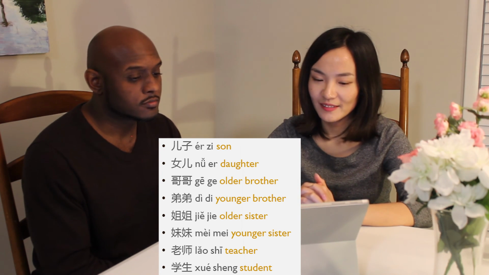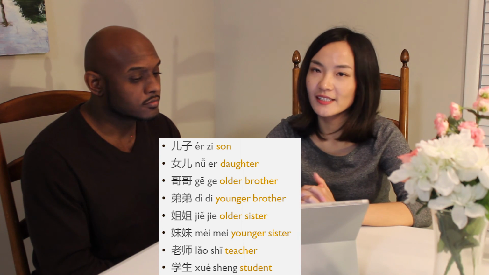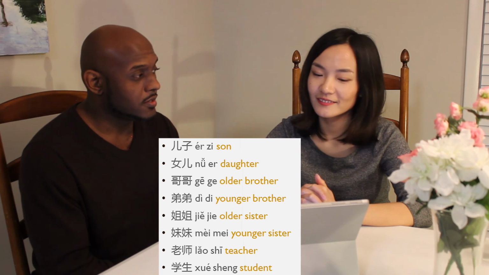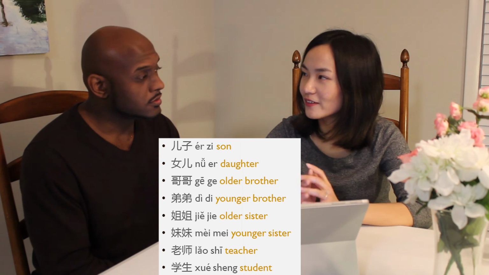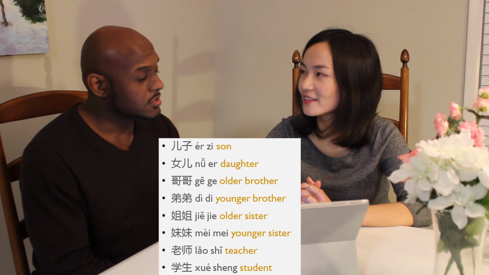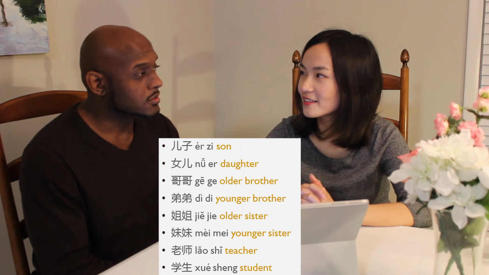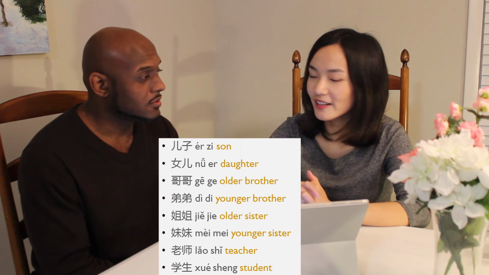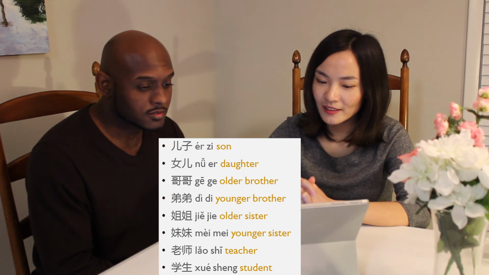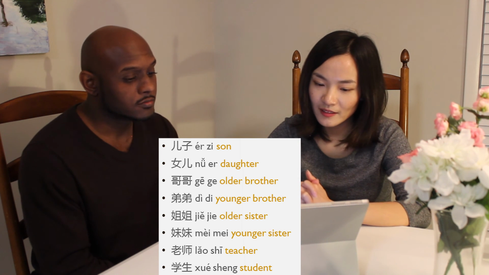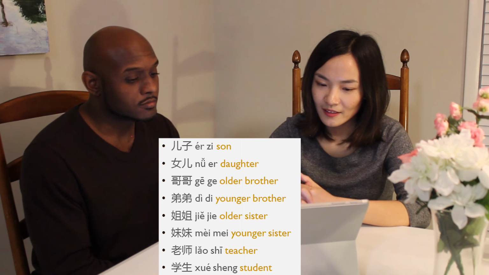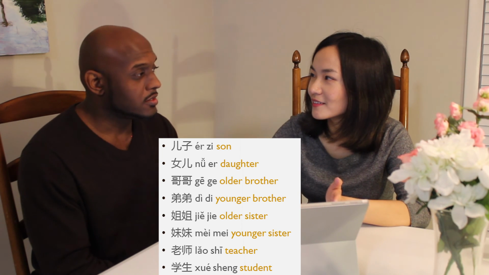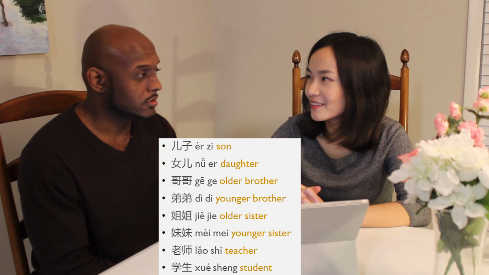For older sister, it's 姐姐. 姐姐. You said it good. You don't have to stress it so much. Just 姐姐. Third tone, 姐姐. Okay. Younger sister, 妹妹. 妹妹. So 姐妹 is sisters. It's just sisters without saying younger and older.